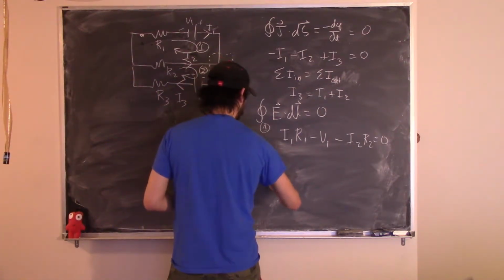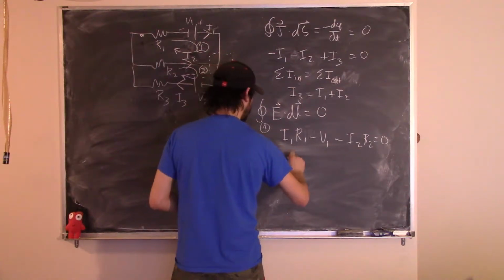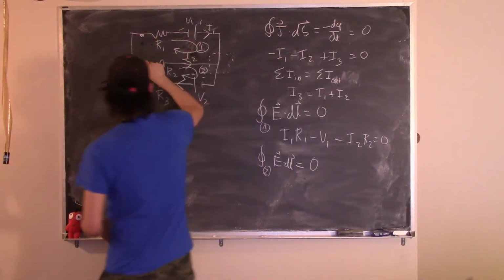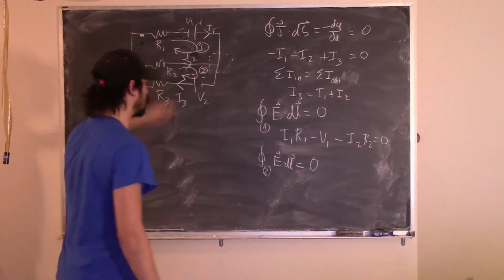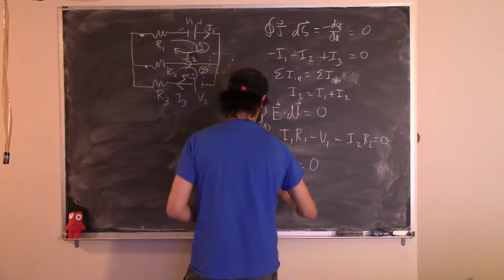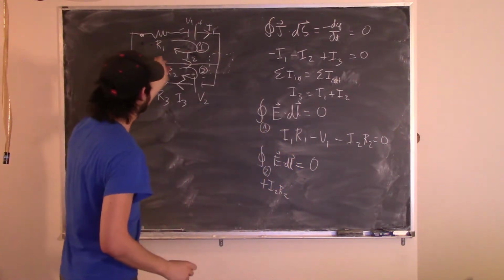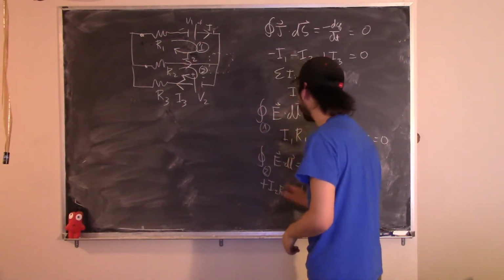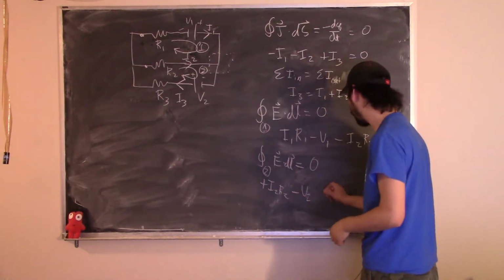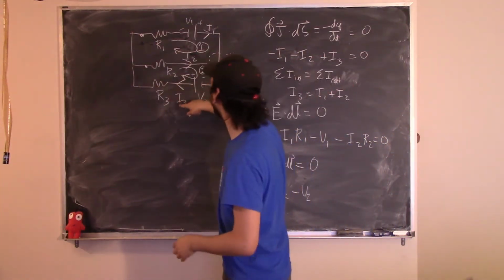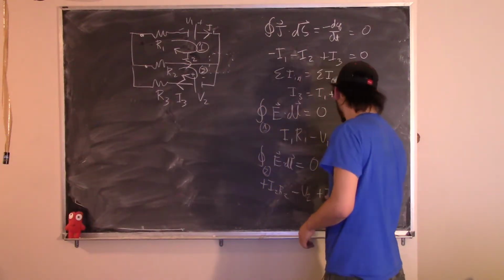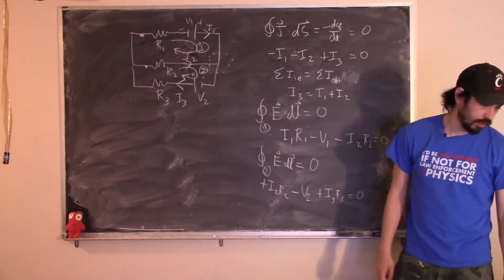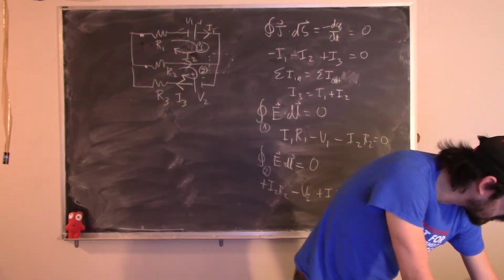So now let's look at loop 2. The integral around the closed loop for loop 2 of E dot dl is going to be equal to 0. And so again, we can start over on this side. When I go across R2, this is going to give me a plus I2 R2. And then coming around this way, I'm going to see a negative sign when I get to the second battery. So this is going to be minus V2. And then this is in the same direction as I3. And so this is going to be plus I3 R3 is equal to 0. Okay?